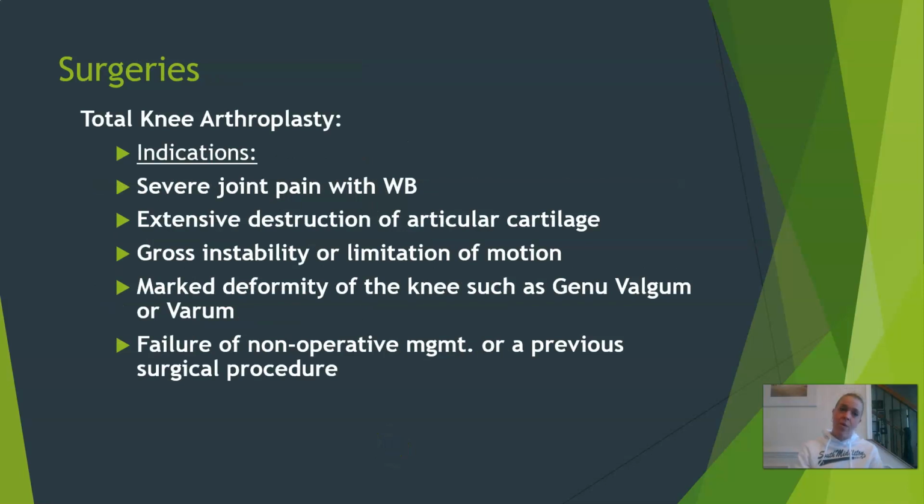Much, much more commonly, what you're going to see is the total knee arthroplasty. So this is going to be indicated when the patient has tried conservative treatment, they've done therapy, they've done pain medicines and things like that, but they're still having severe pain with weight bearing that is impacting their quality of life. So usually, again, extensive destruction of their cartilage is going to be visible on x-ray. If they have gross instability of the knee, a lot of deformity of the knee, like the genu valgum or genu varum, and again, failure of those non-operative type treatments.